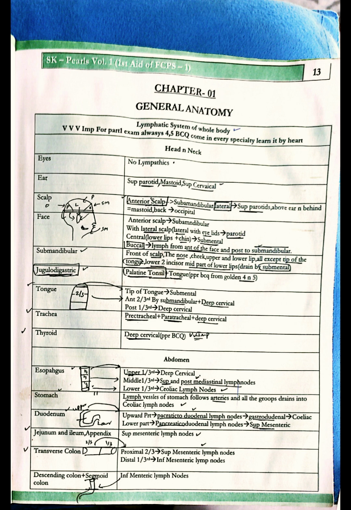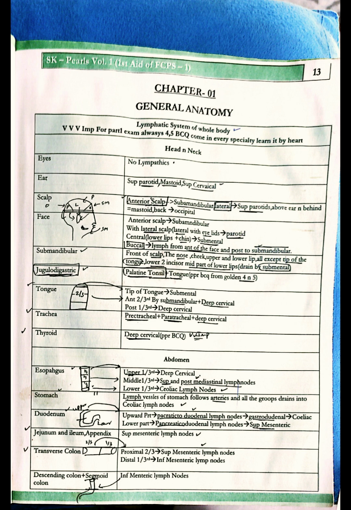Memorize this pattern. For the trachea, it's simple: pretracheal, paratracheal, and deep cervical nodes. Tracheal infections or tumors might involve these nodes, so keep them in mind. Finally, the thyroid. The thyroid gland primarily drains to the deep cervical nodes. This is a high-yield point for thyroid cancer questions. Papillary carcinoma often spreads here.